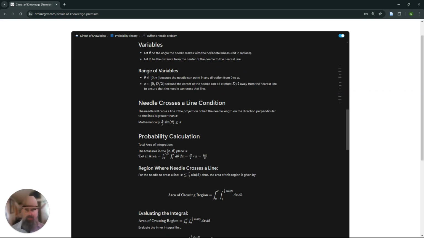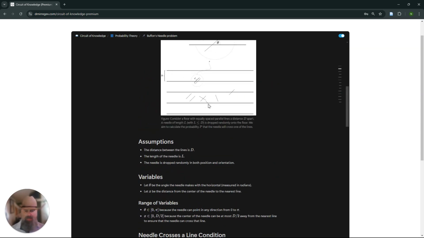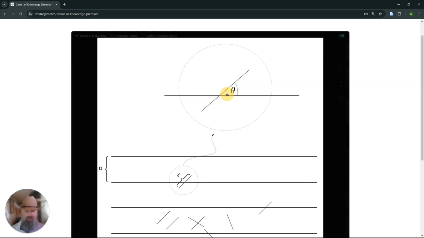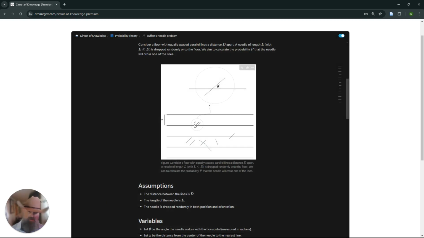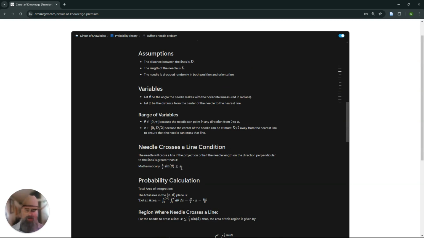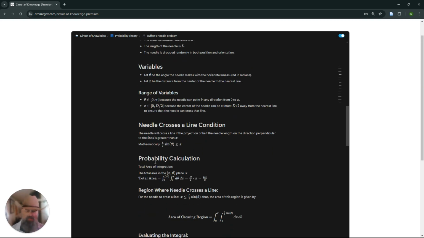Needle crosses a line condition. The condition is L over 2 times sine of theta is greater than x. Or in other words, x, the distance between the center of the needle and the closest line, is less than or equal to L over 2 sine theta, this distance. Sorry, I said greater or equal, and it's actually less or equal.